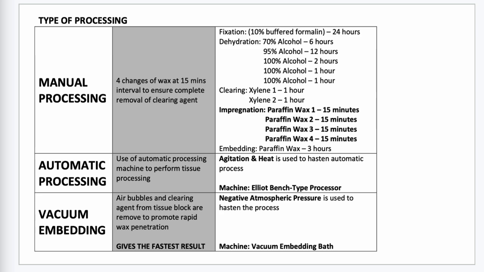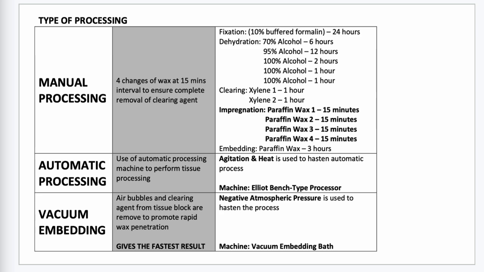Okay, next is your vacuum embedding. This is impregnation under negative atmospheric pressure, used to hasten the process. This is recommended for urgent biopsies and delicate tissues such as your lungs, brain, connective tissue, decalcified bones, eyes, and spleen. This reduces 25 to 75% of impregnation time, and this is the most rapid, it gives the fastest result.